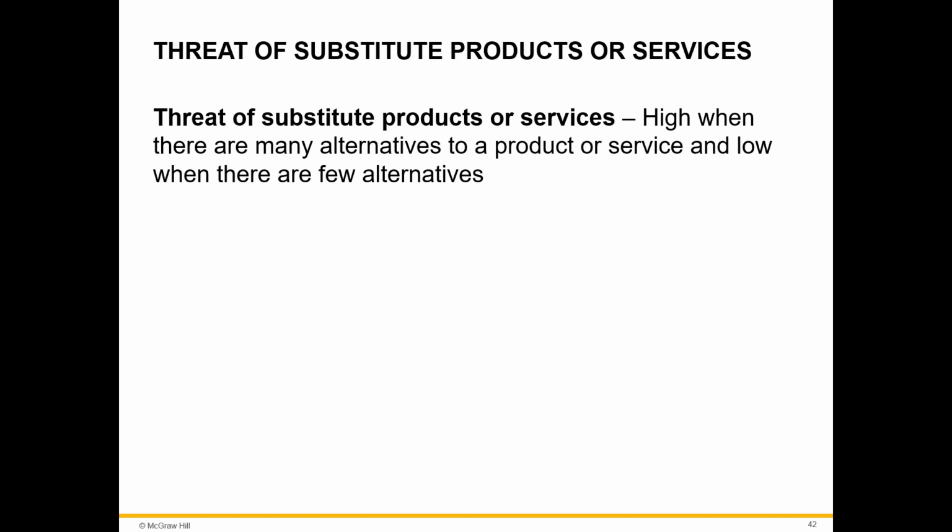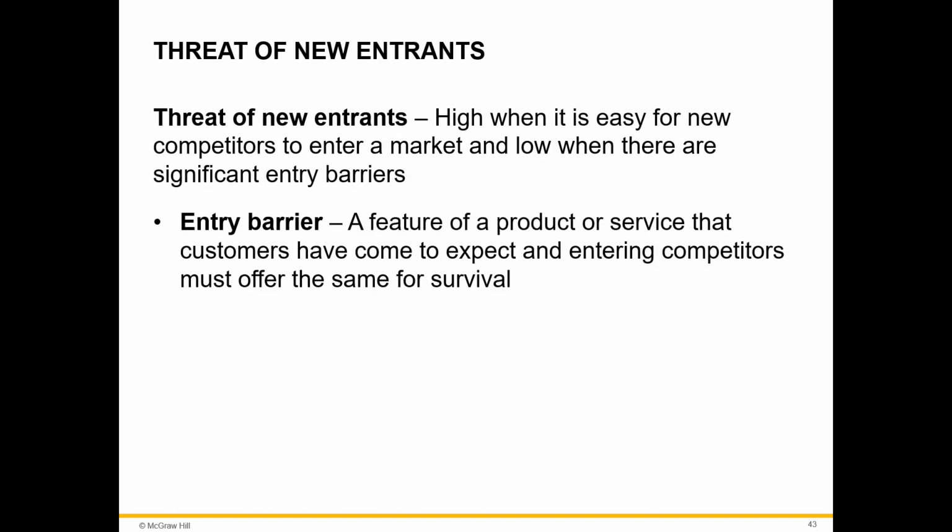Threat of substitute products or services is high when there are many alternatives to a product or service and low when there are few alternatives. Threat of new entrants is high when it is easy for new competitors to enter a market and low when there are significant entry barriers. An entry barrier is a feature of a product or service that customers have come to expect, and entering competitors must offer the same for survival.